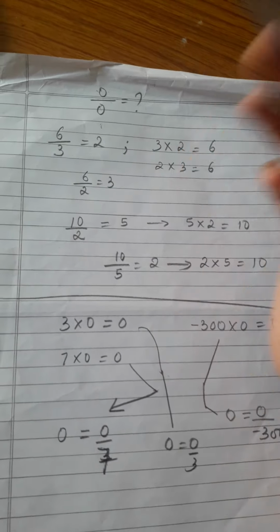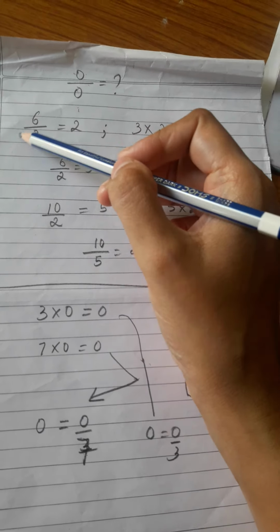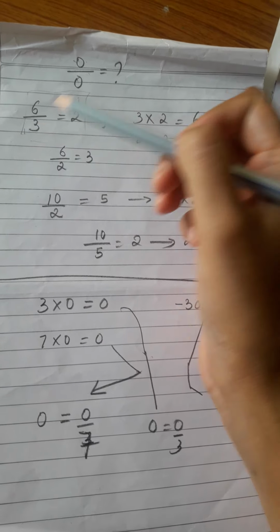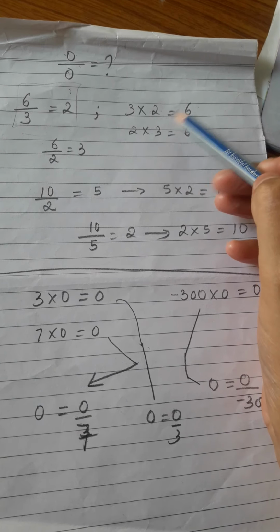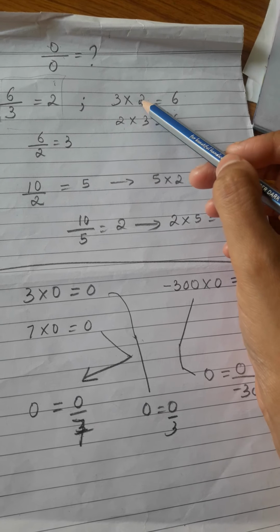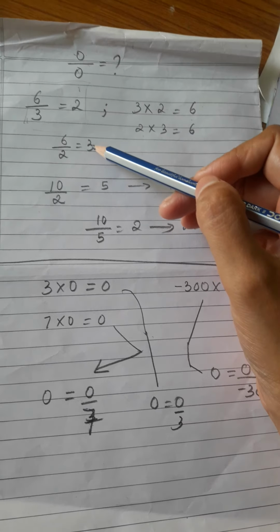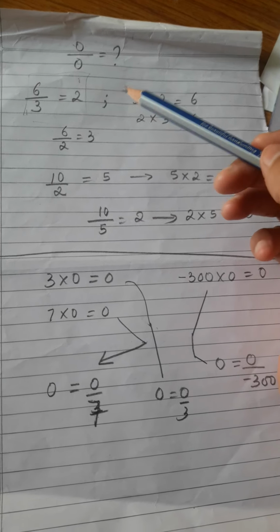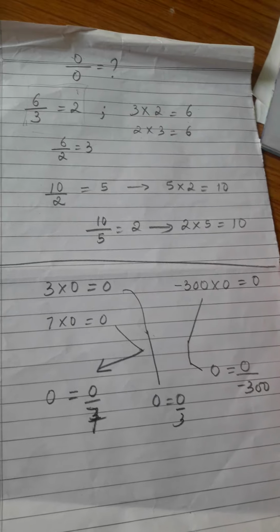We are familiar with basic multiplication and division, right? 6 divided by 3 is 2. So 3 into 2 is 6. 2 into 3 is 6. So 6 when divided by 3, I take 3 down, I get 2. I take 2 down, I get 3. Simple maths, just basic multiplication, basic division.